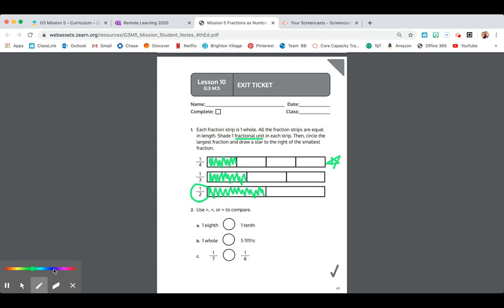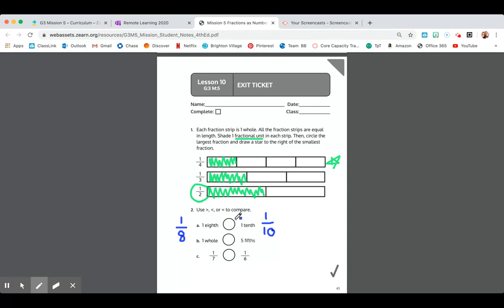We can do some more comparing in number 2. Use the greater than, less than, or equal sign to compare. 1/8 compared to 1/10. I'm going to rewrite 1/8 in fraction form and 1/10 because I like to use my denominators to help me compare the fraction. In class, a trick I've shared is the bigger the denominator, the smaller the piece. This means when the number on the bottom is bigger, like 10, it means there are more pieces.